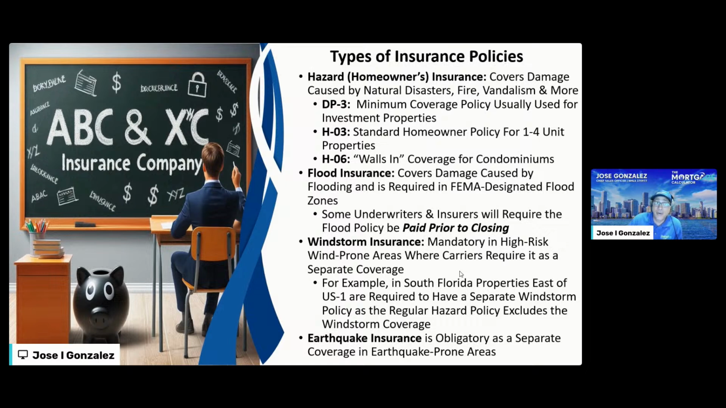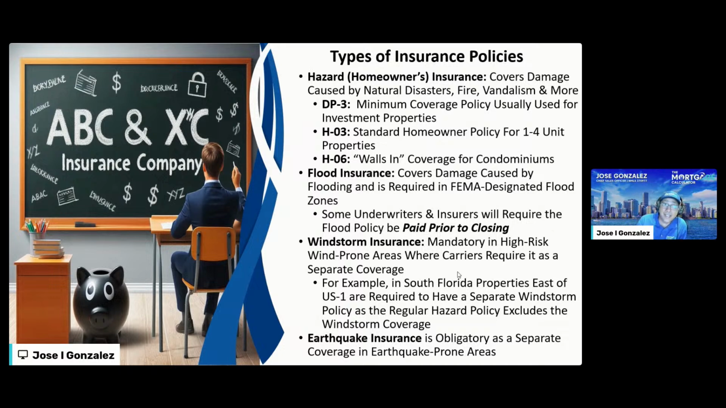So it's going to be either a DP3 or it's going to be an HO3, which is your standard homeowner's policy for an owner occupied 1 to 4 unit property. So remember, the DP3 is for investment properties, usually going to be a cheaper premium. The HO3 is for owner occupied non rental properties.